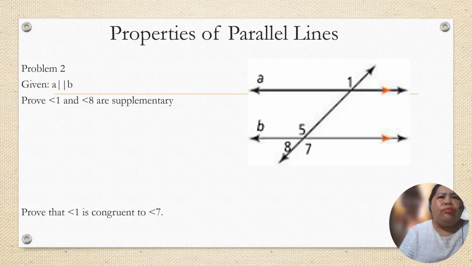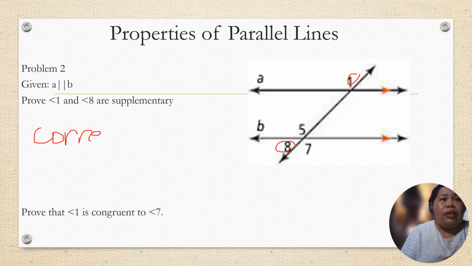Okay, so we have here problem number 2. A is parallel to B. So prove that angle 1 and angle 3 are supplementary. So we have here the measure of angle 1. They are supplementary because they are alternate interior angles, or corresponding. So because of corresponding, not alternate, but the corresponding angles theorem.